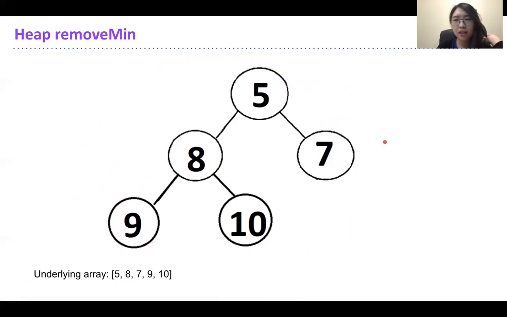So you can think of scenarios where multiple removeMin calls are made, and then this percolate down call will be called every time as well. And potentially multiple percolate down calls will happen for one removeMin. So please keep that in mind as you're working through this problem.